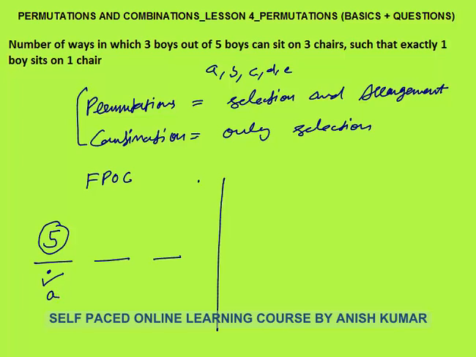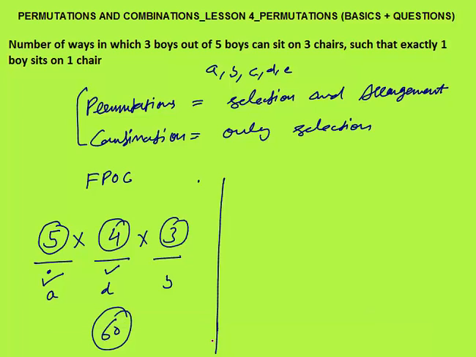Let's say in one of the possible cases A sits on this place. Now for the second seat, any of the 4 boys can come. This place can be filled in 4 ways. Let's say D came here. And then the third seat can be filled with any of the 3 boys. Let's say B came here, this is 3. So the answer is 60 ways in which 3 boys can sit on 3 chairs out of 5 boys.